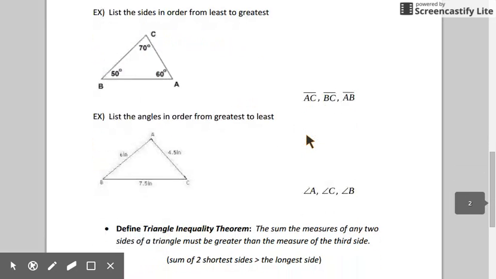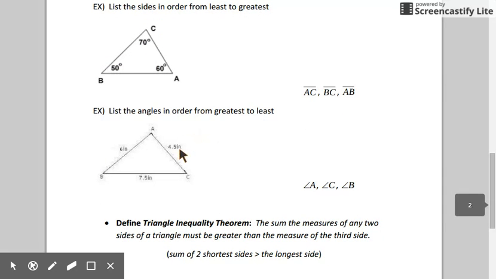We can go backwards. We could be given the side lengths and then have to order the angles. We don't know the measurements, but we know which one's bigger and which one's smaller. So this time we're asked to order from biggest to smallest or from greatest to least. So I'm looking for the biggest angle. Well, the biggest angle is going to be across from the biggest side.